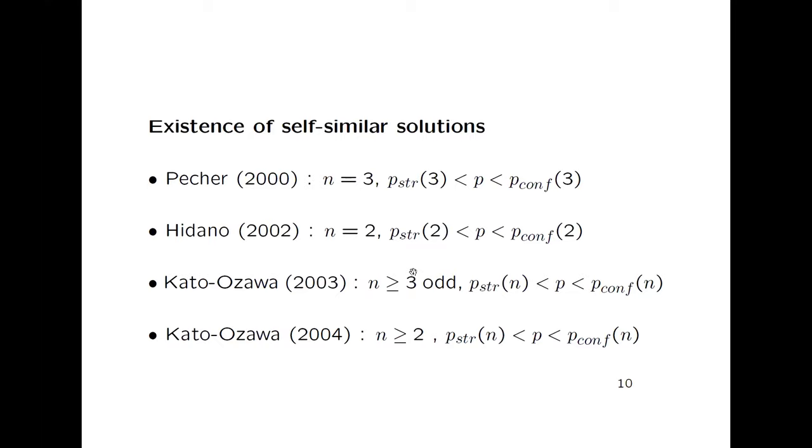The first one is by Pecher in 2000. His result is that if n is equal to 3, and p is between these two numbers, strictly greater than the Strauss number and strictly less than the conformal number, then he showed the existence of self-similar solutions. Later, Hidano in 2002 showed the same result when n equals 2, and for other dimensions, by a series of works by Jun Kato, not Toshio Kato, this result can be completely extended to any spatial dimension n. In this sense, the existence of self-similar solutions is already completely known.